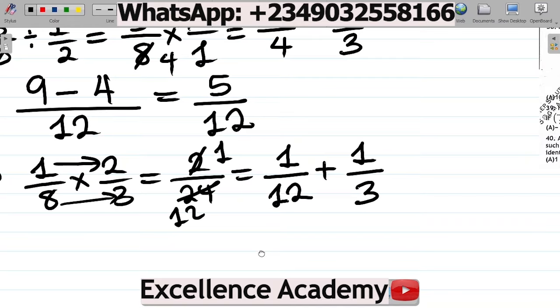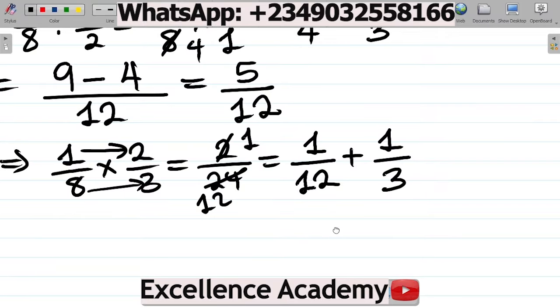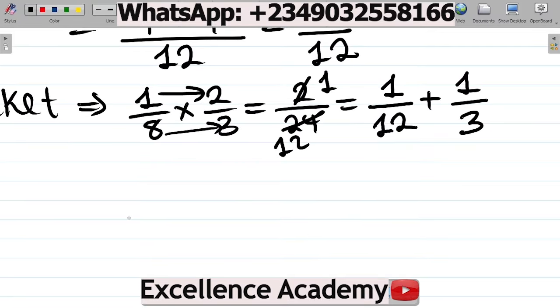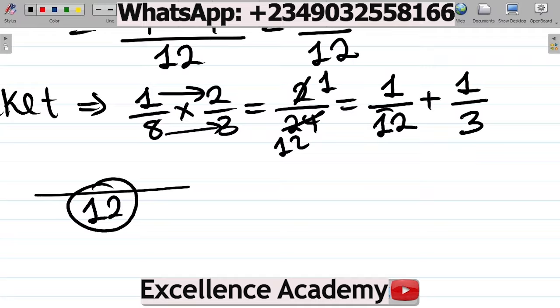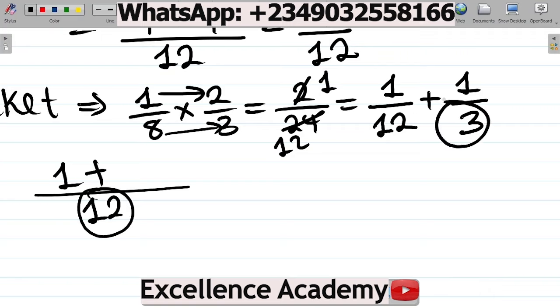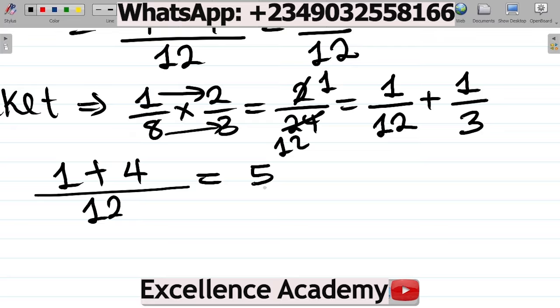So at this juncture, all we have to do is take the LCM. The LCM of 12 and 3 is actually 12. 12 divided by 12 is 1. 1 times numerator, that's 1 times 1, that gives you 1. So you have 1 plus, the sign there is plus. Next up, you have 12 divided by 3, and that gives you 4. 4 times numerator, 4 times 1 gives you 4. 1 plus 4 gives you 5 all over 12.